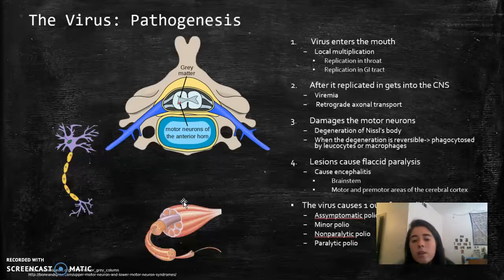It could also cause encephalitis in the brainstem and motor and premotor areas of the cerebral cortex. Now, the virus can cause 1 out of 4 conditions: asymptomatic polio, minor, non-paralytic, and paralytic.